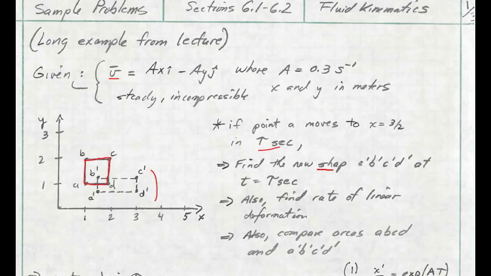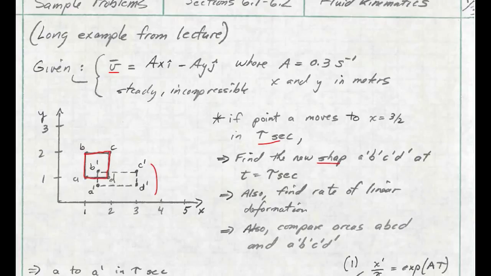So first we're going to find the new shape. It should be shape A prime, B prime, C prime, D prime at t equals tau seconds. And we also want to quantify the rate of linear deformation. And then we're going to compare the areas for ABCD and A prime, B prime, C prime, D prime. Hopefully they'll be the same because it's the same piece of fluid that's being translated.